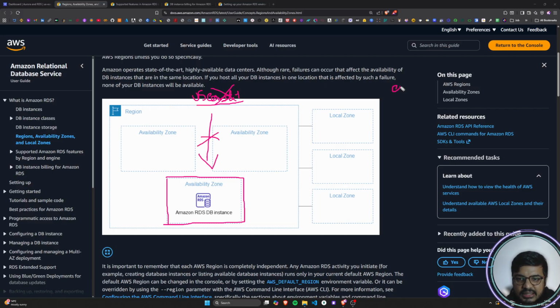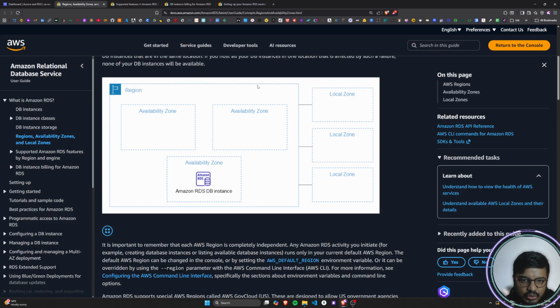So what I can do is replicate this particular DB instance, or I can just replicate the read instance in my Europe region. In that case, let's suppose for any reason this US East 1 region is down, I will start switching my read traffic to the Europe region. So this is a kind of fault tolerance that we can do.